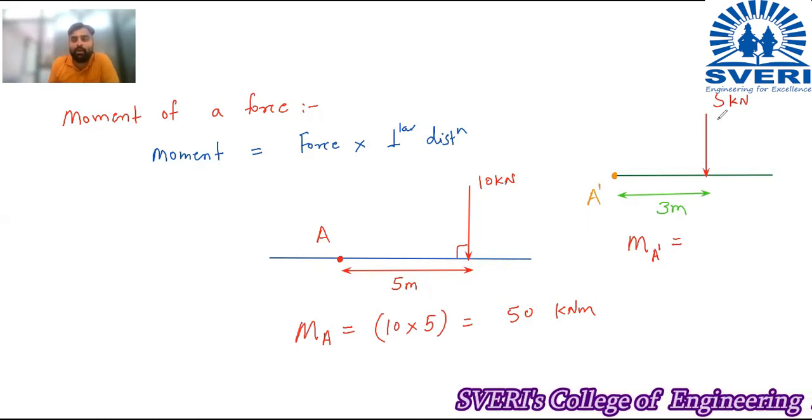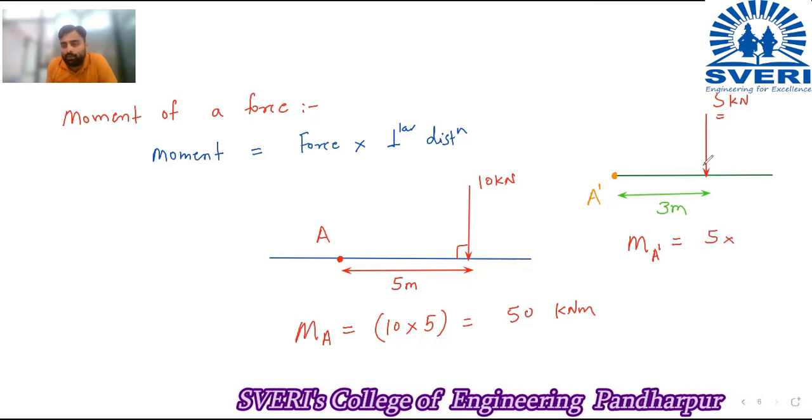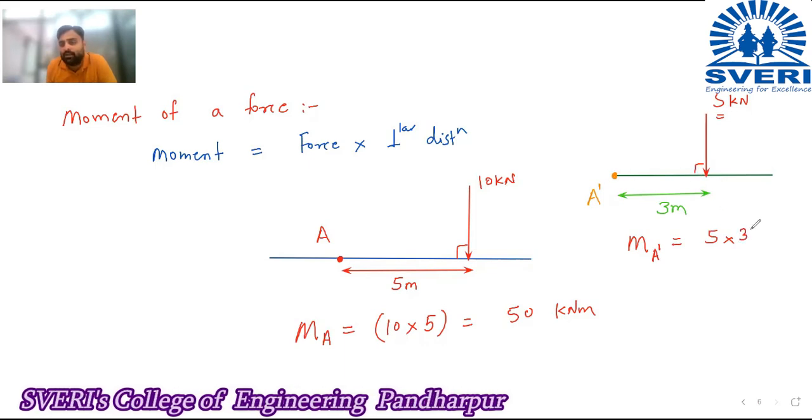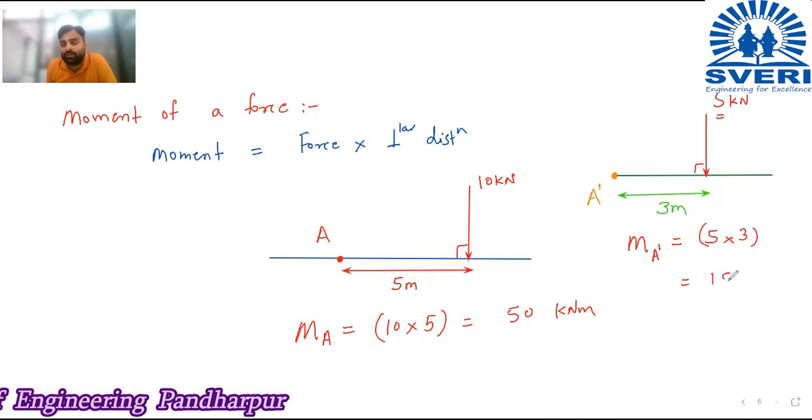So how have you calculated? You have taken the magnitude of force 5, and this angle is 90 degrees, so this will become your perpendicular distance. So 5 into 3 is equal to 15 kilonewton meter.